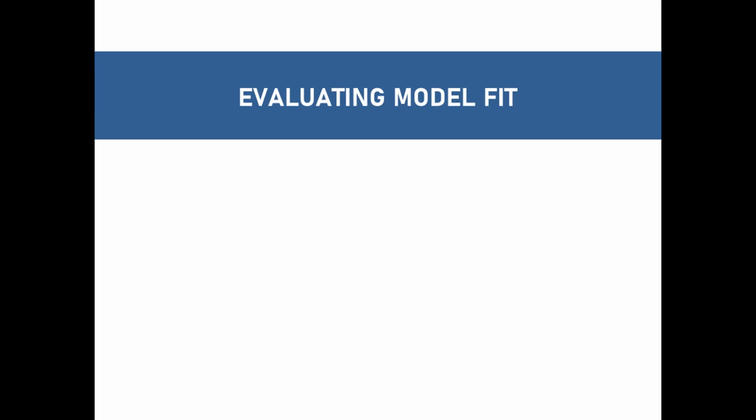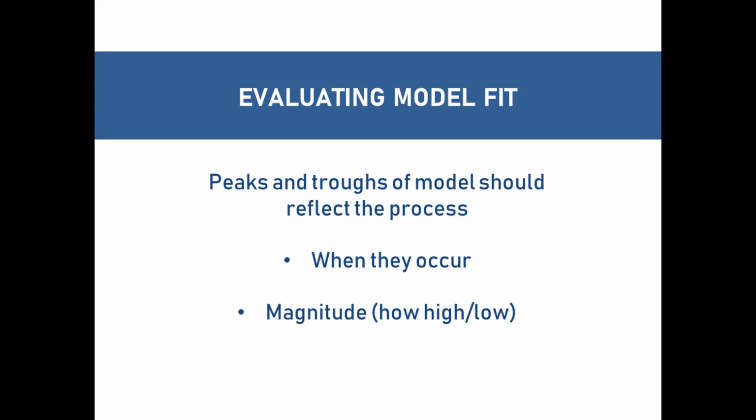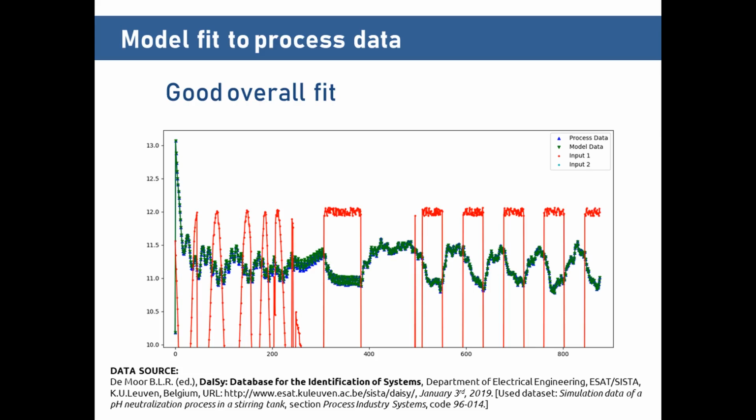As we've seen in our previous videos, it is important to look at the overall fit of our Conjecture model with our process. Check the peaks and troughs of the model. Do they reflect the peaks and troughs of the process output in terms of when they occur in time, as well as in magnitude? Here are some examples of models which are a good reflection of their underlying processes. In each one, the process output is shown by the blue line and the model output is in green.